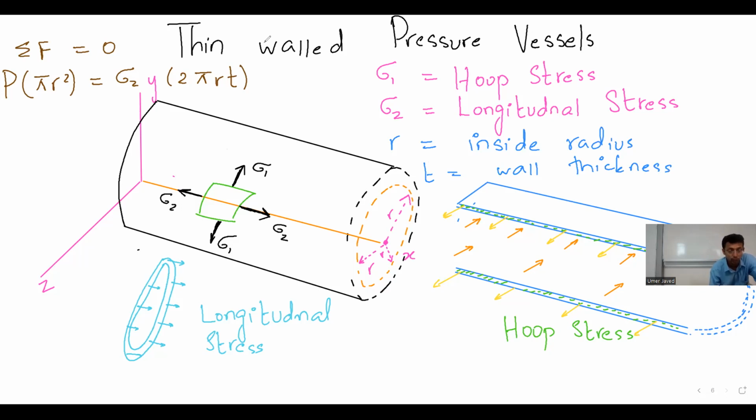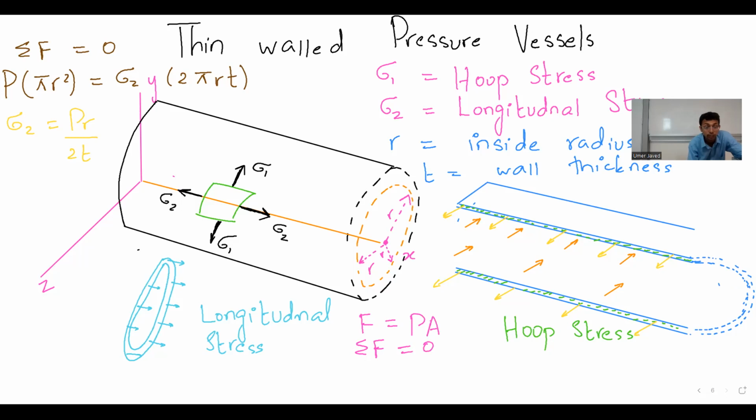So now I will use a yellow color. What will be your stress 2? It will come out to be P R over 2T. And similarly, now I will talk about stress 1. So I will say that pressure is equal to force per unit area. We know that summation of forces in a particular direction for static equilibrium is 0. So for finding the other stress, my strategy will be something like this.